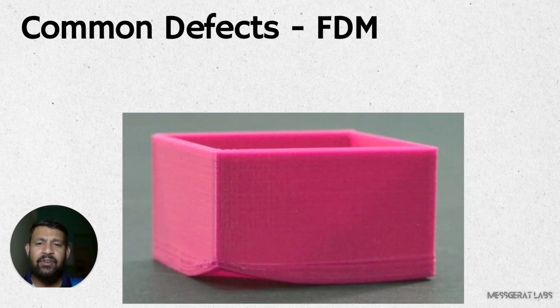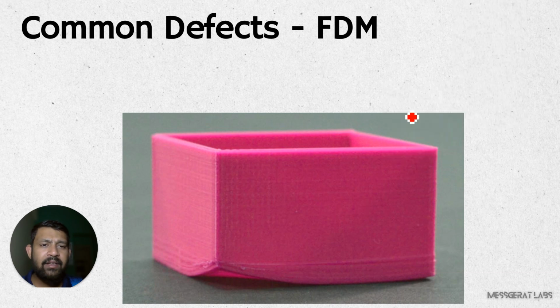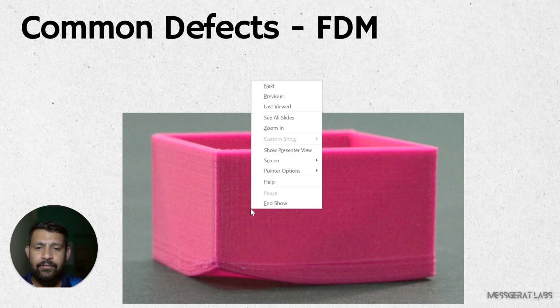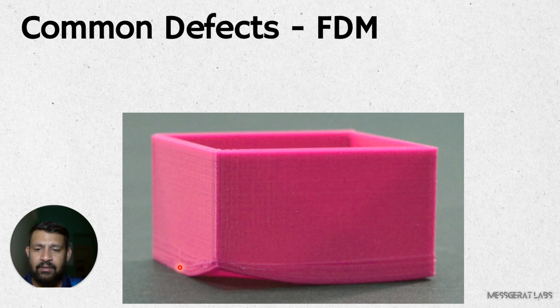What you see on your screen is a part 3D printed through the FDM technique. If you notice the bottom portion, you will see that the corner has curled up. That is how the name of this basic defect is defined. It is called warping. Basically, there is warpage of components at certain areas. It usually happens at the corners.